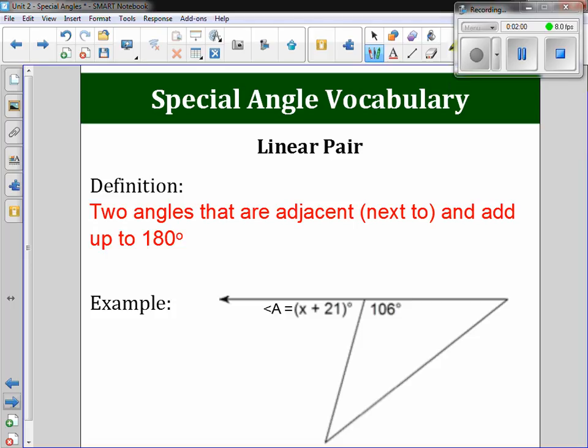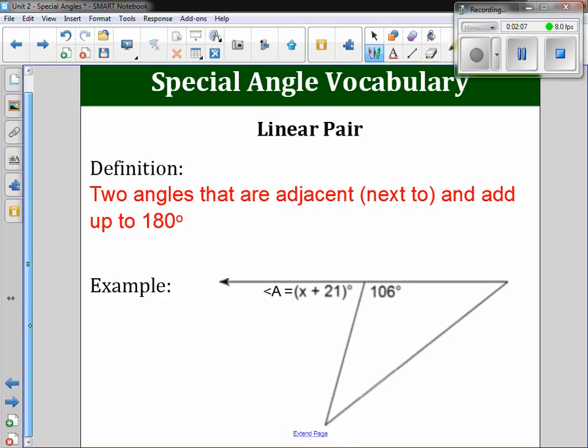Our next definition is a linear pair. These are two angles that are adjacent, meaning that they are next to one another, and add up to 180 degrees. Here we have an example. Angle A is equal to x plus 21, alongside of, adjacent to, 106 degrees. We are going to take x plus 21 plus 106 and set it equal to 180. X plus 127 is equal to 180. Therefore, x is equal to 53.